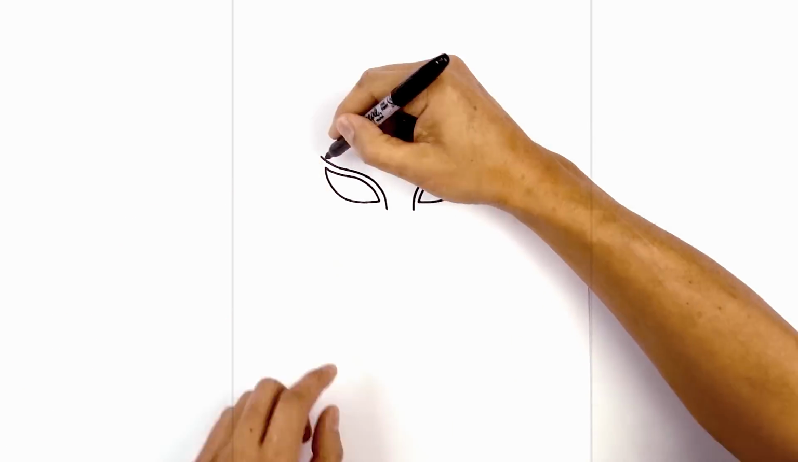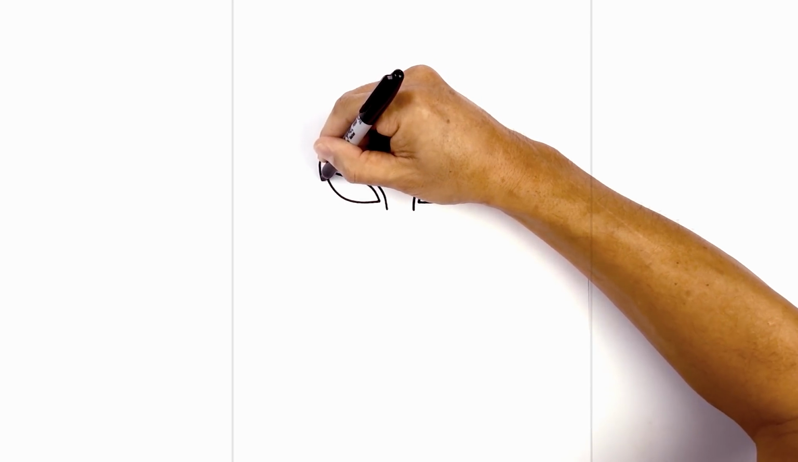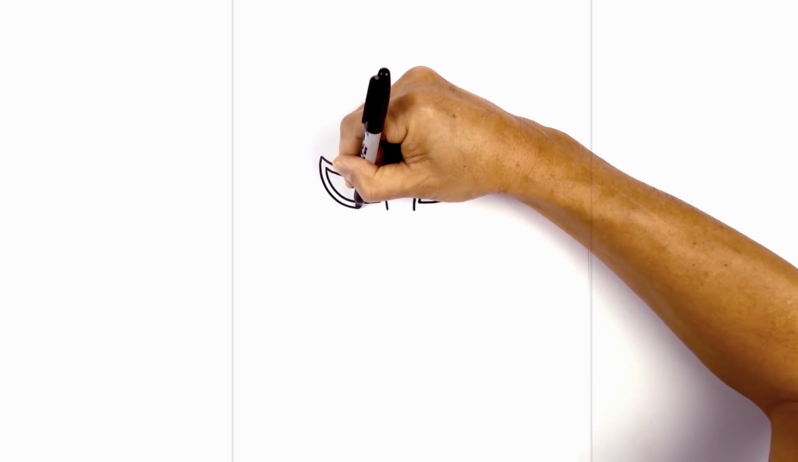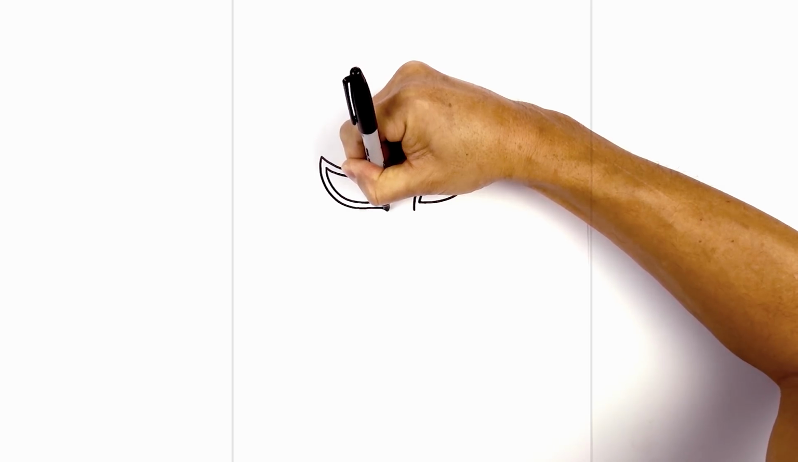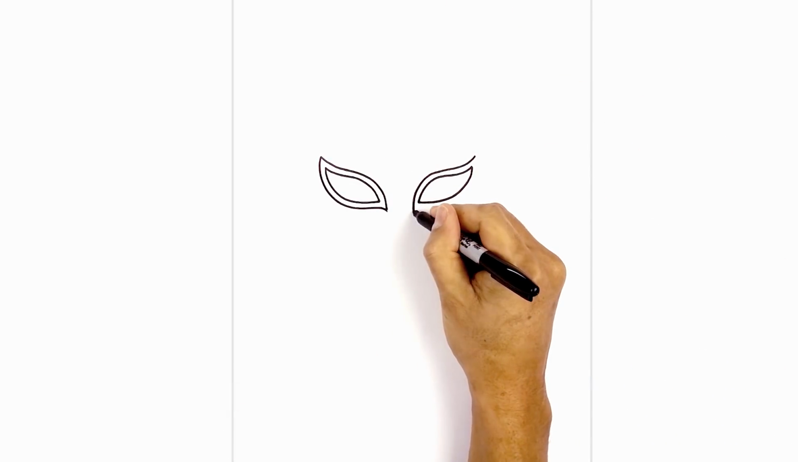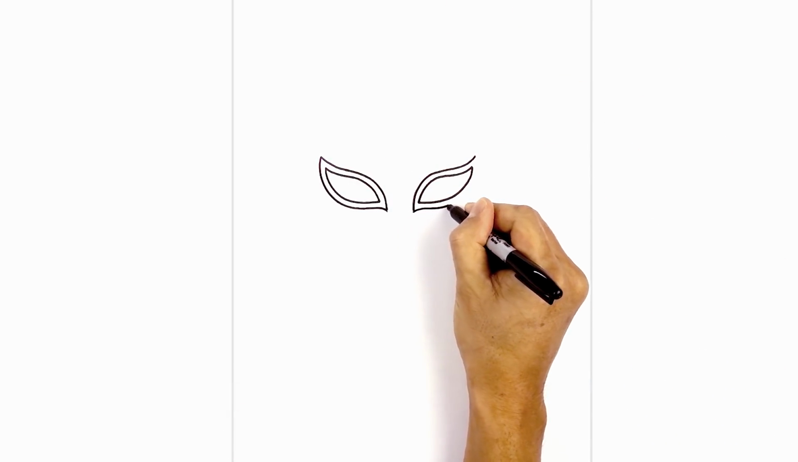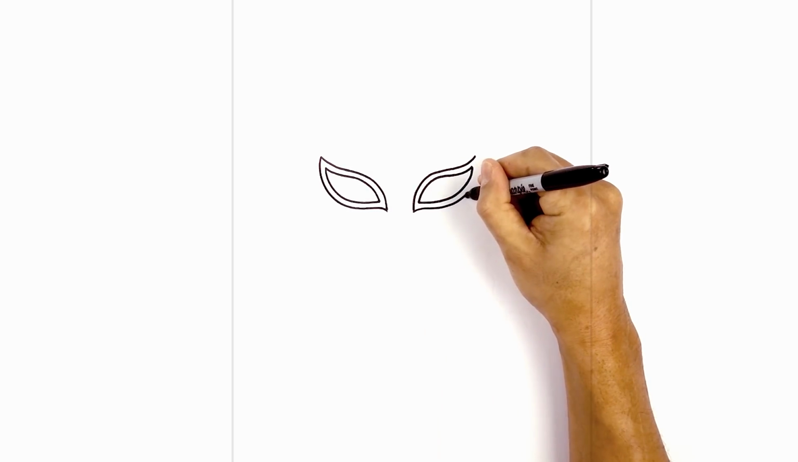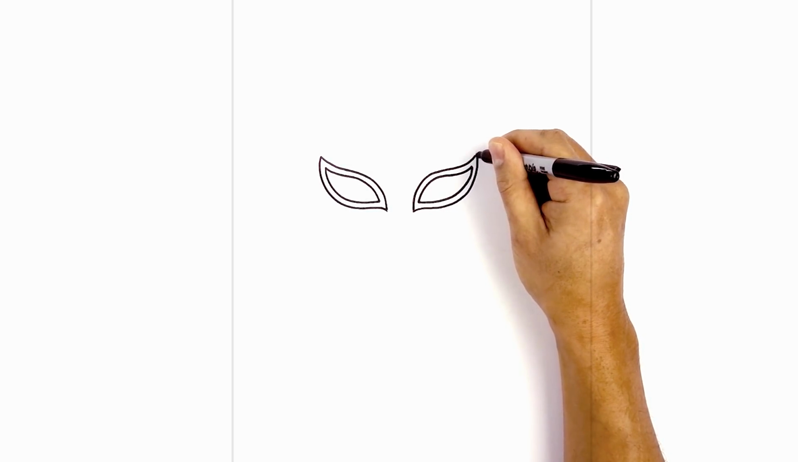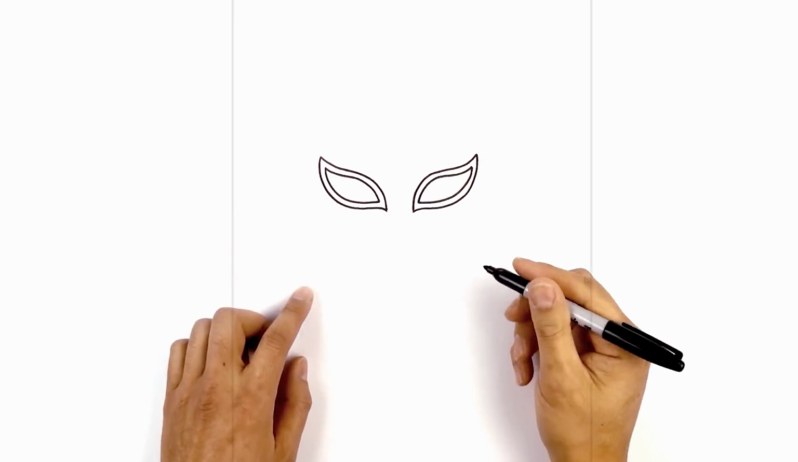Now let's go back to the top. We're going to curve the bottom part of the eye. Now as we come in towards the inside, we're just going to hook that down. Do the same thing on the right side. Let's fill the outside part of the eye in black.